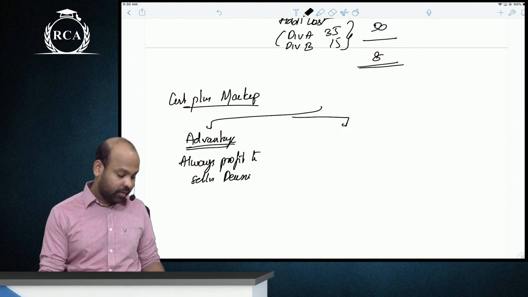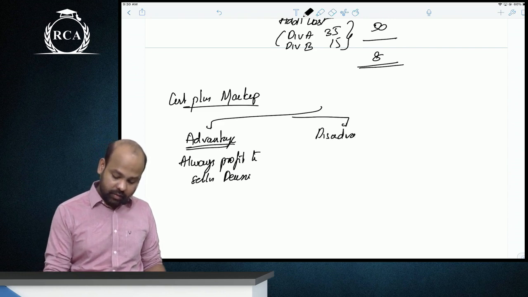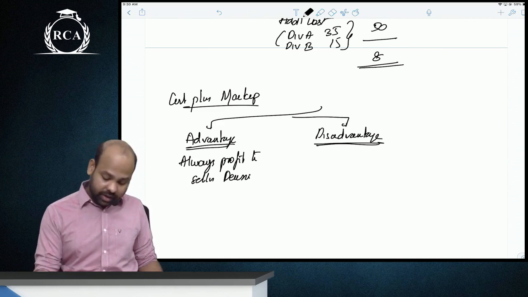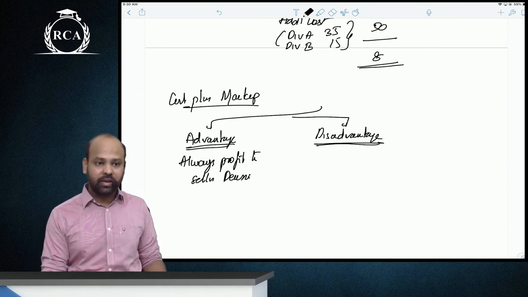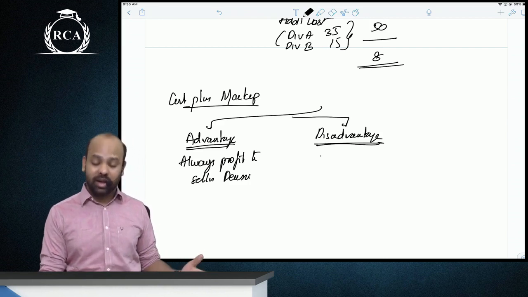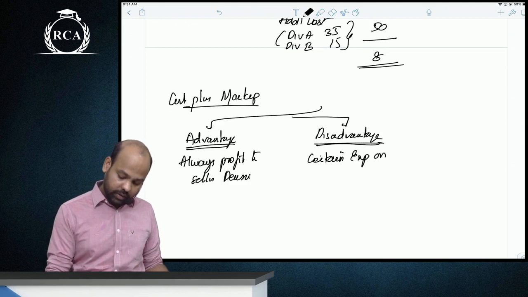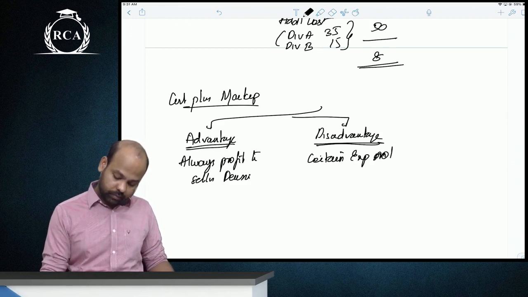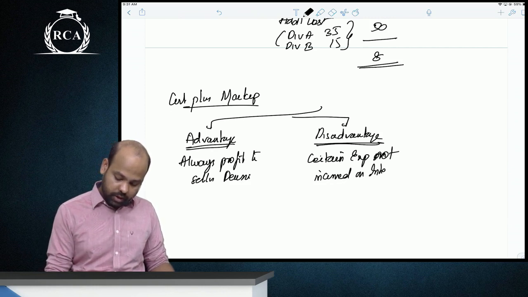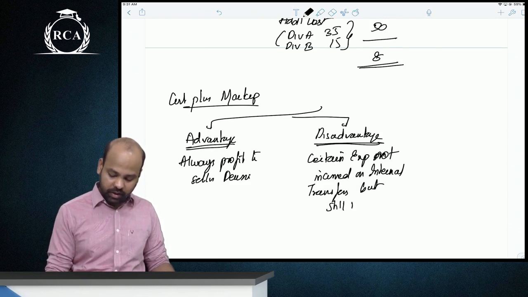यहाँ पे बेटा, the disadvantage is justification. Basically, there can be certain expenses not incurred on internal transfers but they're still recovering it. Certain expenses are not incurred on internal transfers, but still recovered.